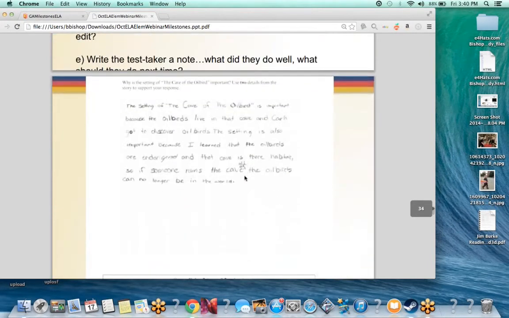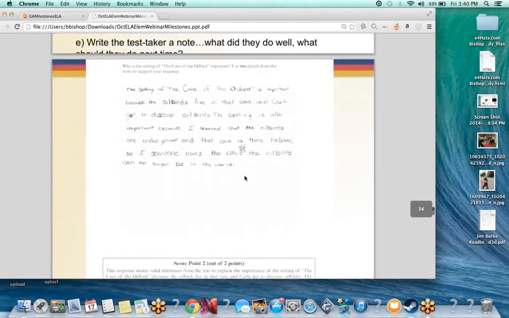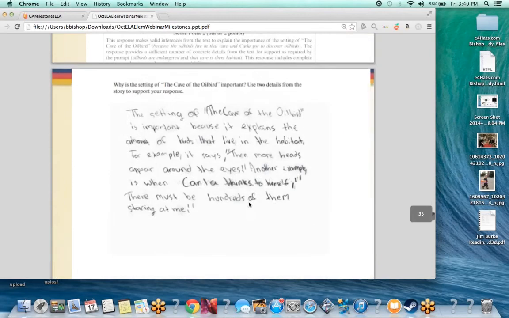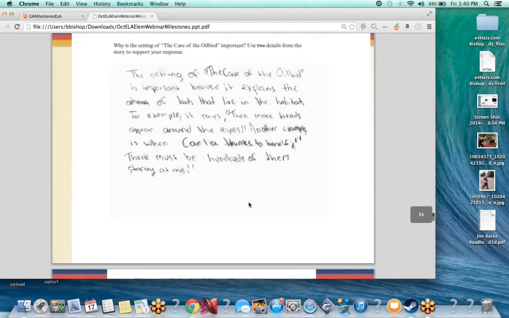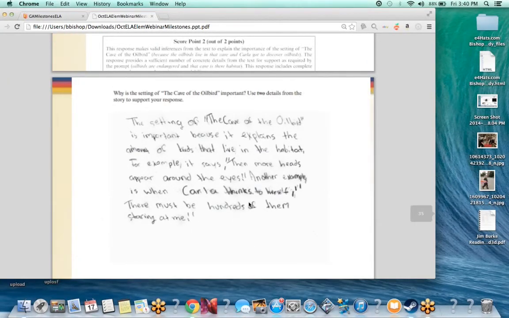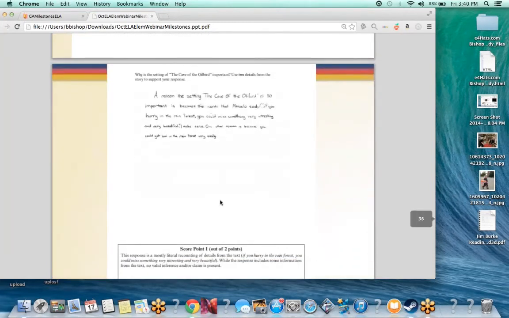And so here is one of the student samples, and in it, the student is able to explain why it matters that the setting was a cave, and to use two details to support the response. And so that's why that student gets a 2 out of 2. And here's another student that also, with different language and a different example, managed to get a 2 out of 2. And this student gets a 1 out of 2.